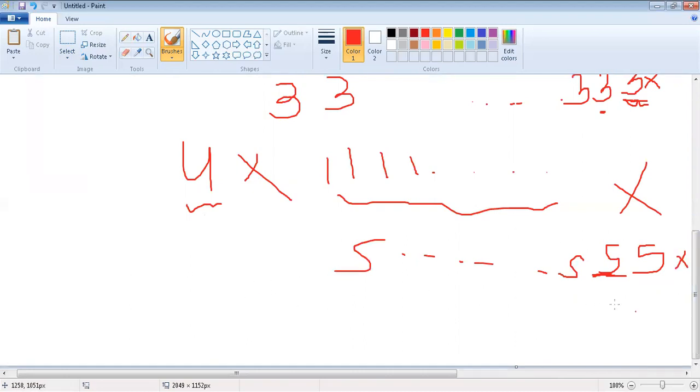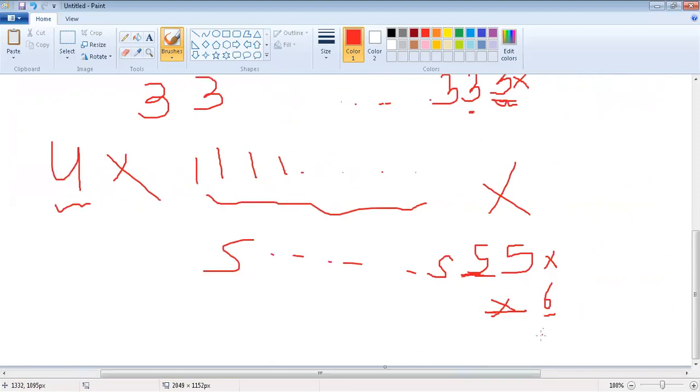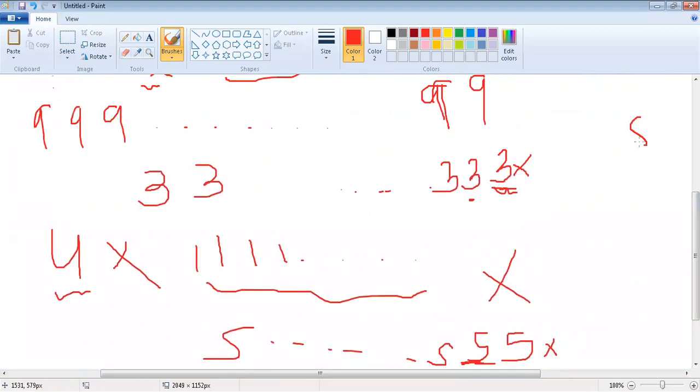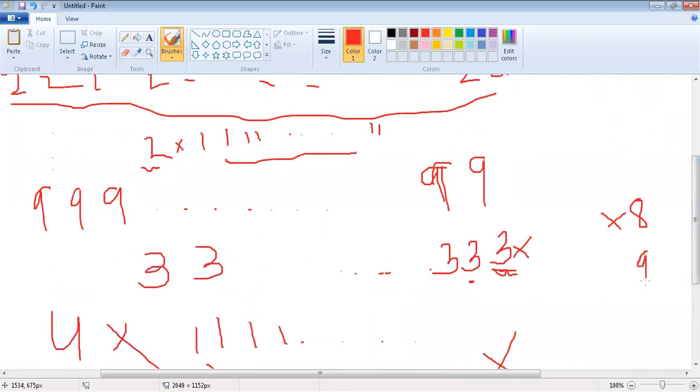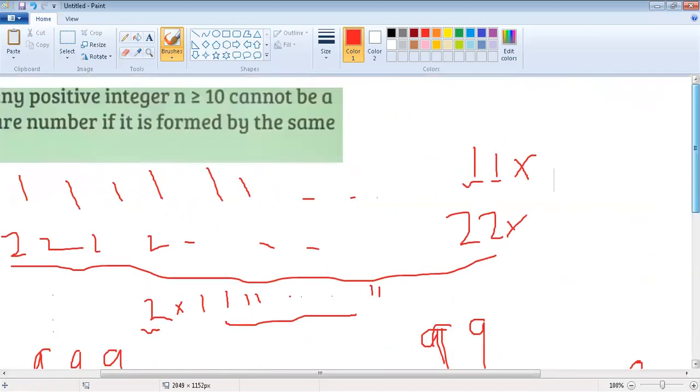Similarly, 666: the second last digit should be odd. As I told, any number ending in 6 must have the second last digit odd. Again, this is not possible, because this is even. 777: any perfect square can never end in 7. So again, this cancels. 888: no perfect square can end in 8, not possible. And the last one is 9. 9 can be written, and the second last digit is odd, but it should be even. So impossible.